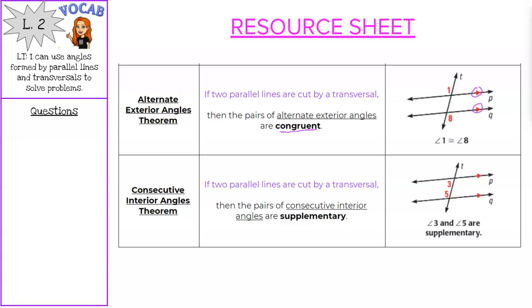And this is the one that's a little different, so we want to pay super close attention to it. Consecutive interior angles theorem. If two parallel lines are cut by a transversal, then our consecutive interior angles, so remember, they're on the same side of the transversal, are supplementary. And remember, supplementary means adds to 180.